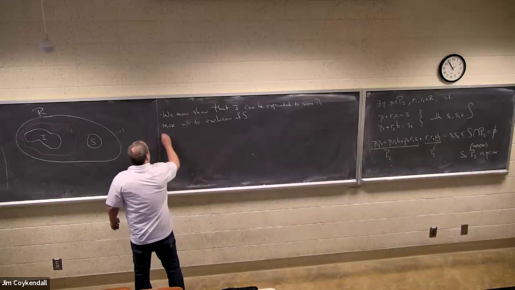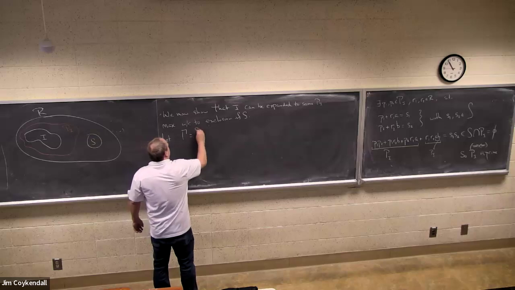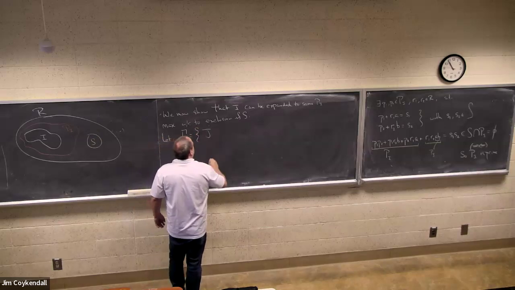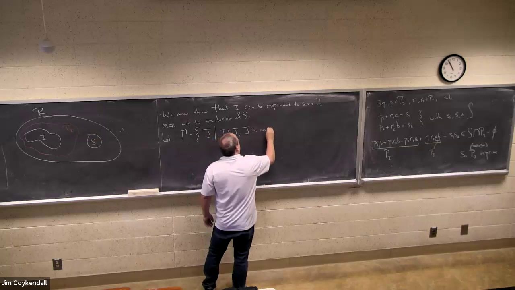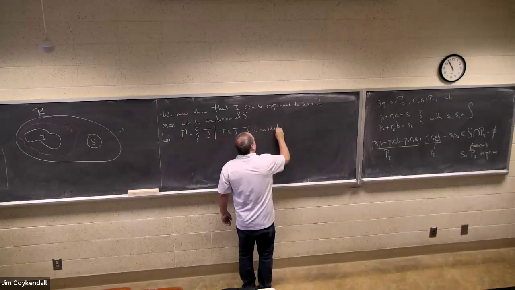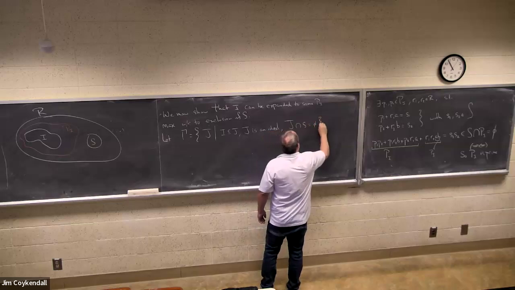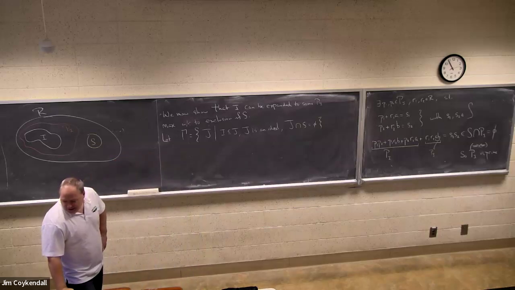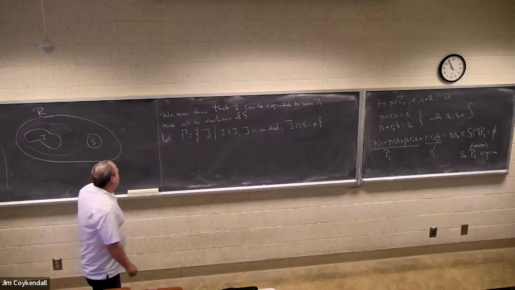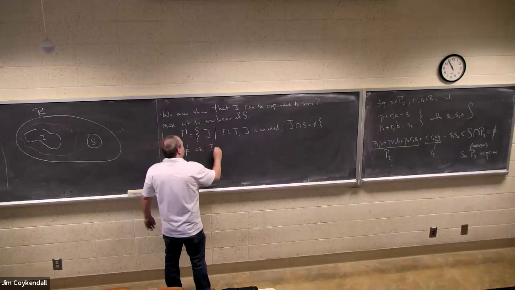So let's let gamma be the collection of all J such that J contains I, J is an ideal, and J intersect S is empty. So gamma is this big set of all ideals that contain I and miss S. Notice that gamma is not an empty set as I is an element of gamma.